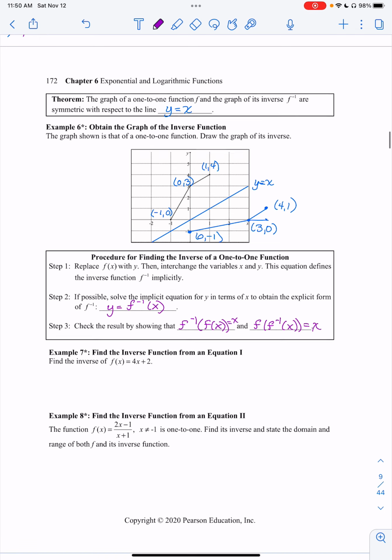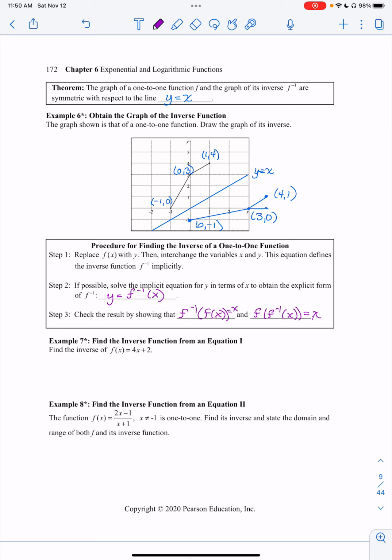Okay, so let's find the first one here on example. I'm just going to replace my f of x with y. So I'm going to have y equals 4x plus 2. The next thing I do is switch the variables. So I'm going to say x is equal to 4y plus 2. So this is step 1. Step 2, we're going to solve for y.